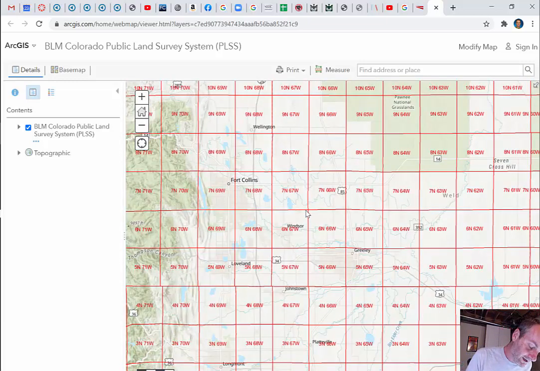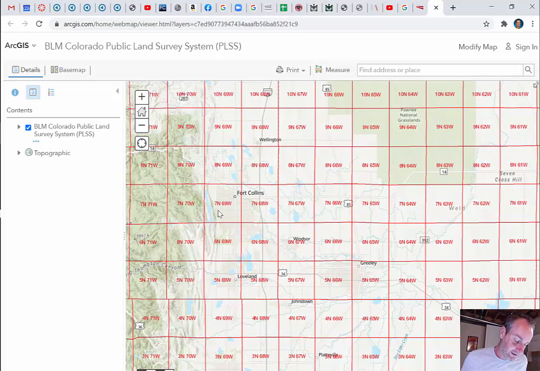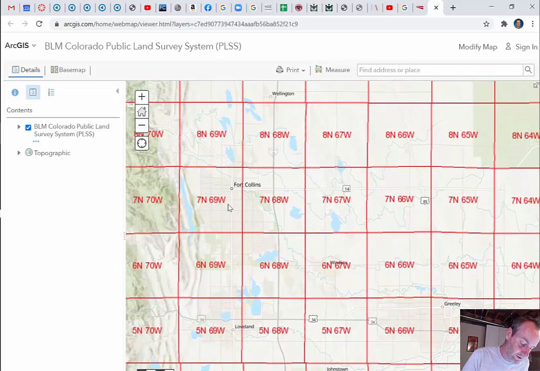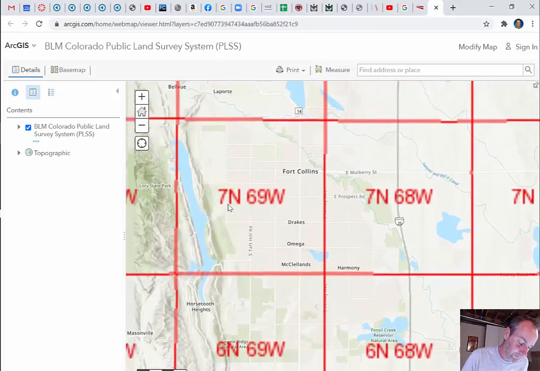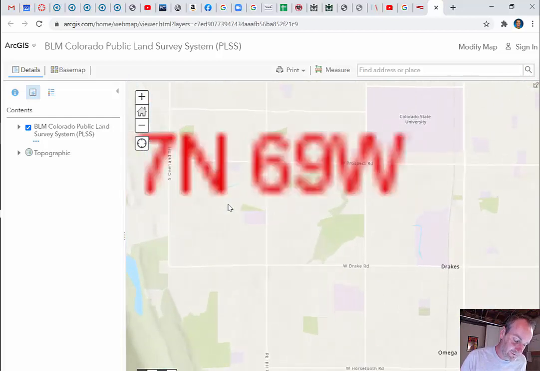So I don't see anything yet, so I keep zooming in, and pretty soon, there we go, I start to see. Let's see if I can write on here. Oh, it's not going to let me write on here. So I can see right there, we are in Fort Collins. We are in the 7 north, 69 west. So what does that mean? That's 7 latitudes north of baseline, 69 meridians west of the principal, right? Now, if I were to keep zooming in on there, sooner or later, it'll grid out again automatically for me.